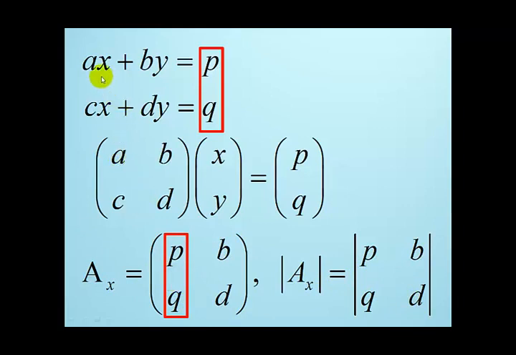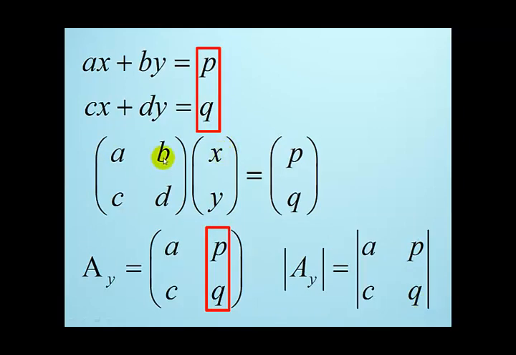I repeat. When you take the coefficients of the X and Y, we have A, B, C, D, and that forms the 2 by 2 matrix. The variable is xy, and this is equal to the constant PQ. If you are finding AX, you know that A is the matrix A, B, C, D. In finding AX, you maintain BD, but the AC is replaced by the constant PQ. So AX is equal to PBQD, and the determinant of AX will be the determinant of PBQD.